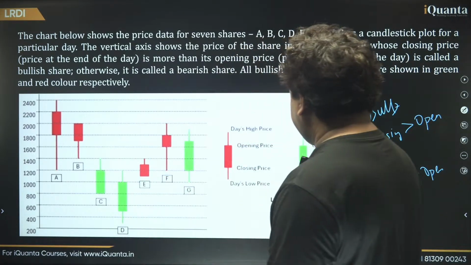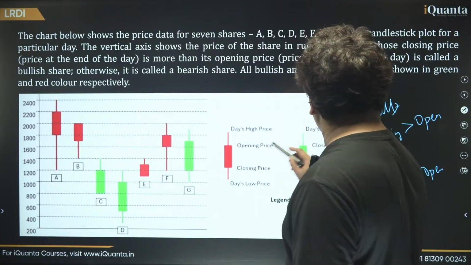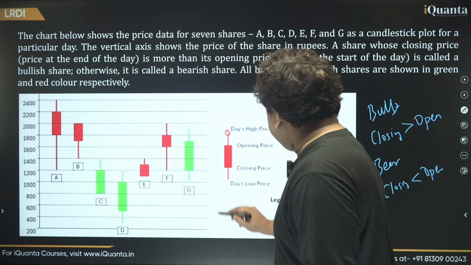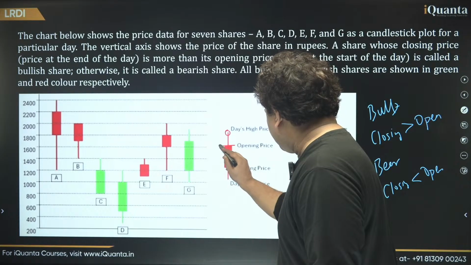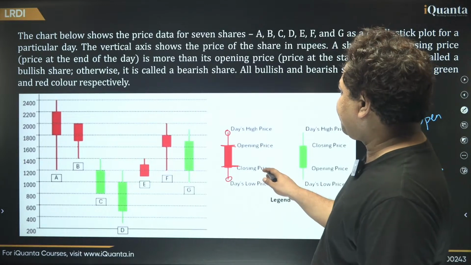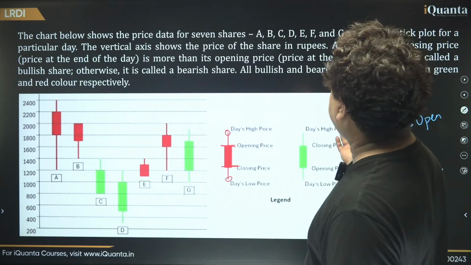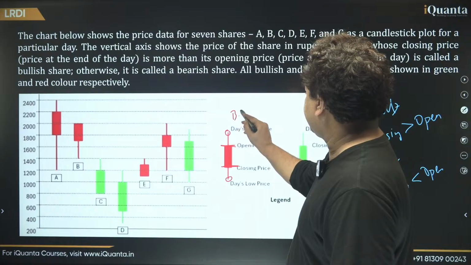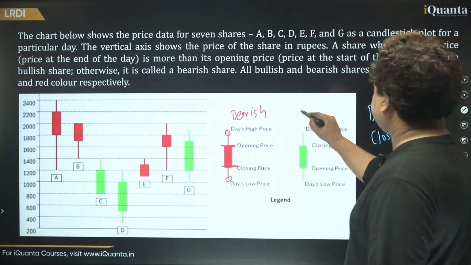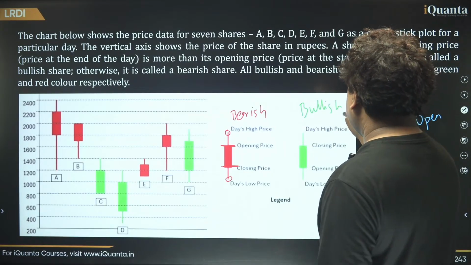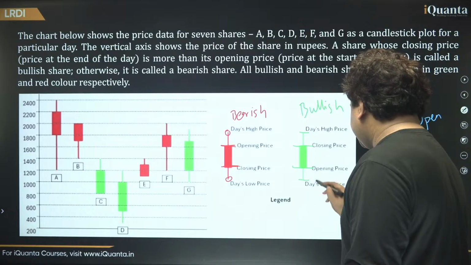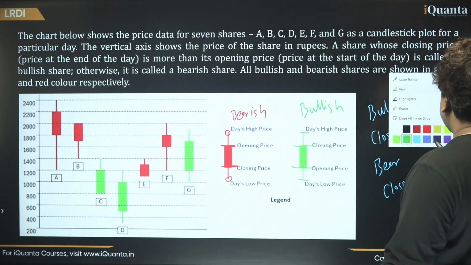Here, day's high price, opening price is this. Okay, so if you can understand this chart, this will be giving you high price. Okay, this will be giving you the opening price. This is the closing price. This is day's low price. Red is for bearish, while green is for bullish. So day's high price, this is closing price, this is opening price, this is day's low price. So that is how we can read the data.